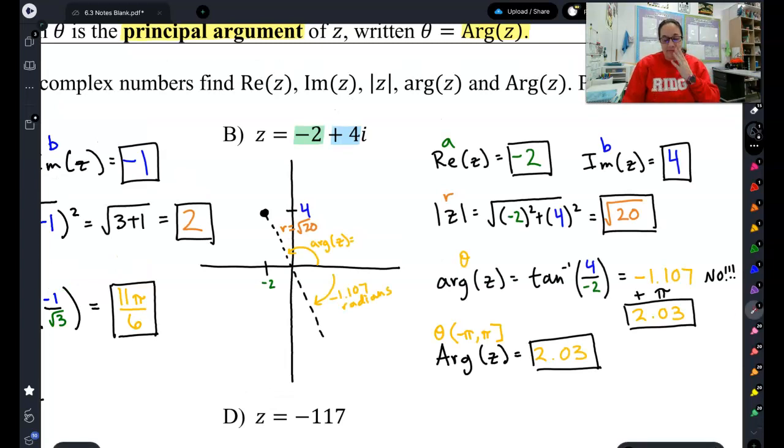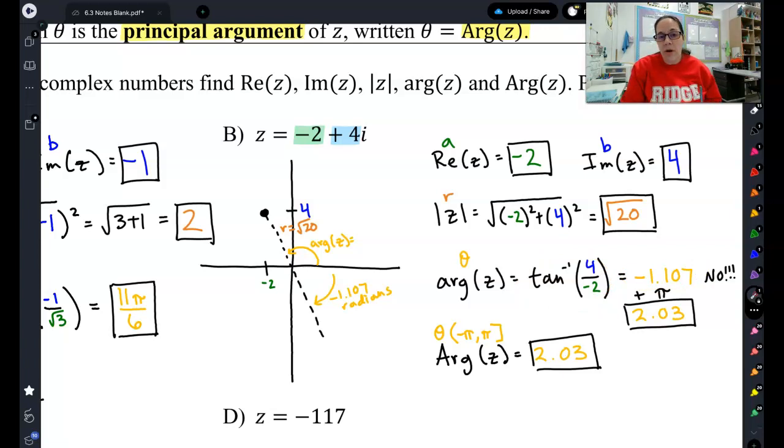Let's check your work. Our real part is negative 2. Our imaginary part is 4. I graphed that over here at negative 2, 4 to get me this point right there. Then I found r, square root of a squared plus b squared. That gave me square root of 20. I found my argument, arctan of 4 divided by negative 2. This is not a unit circle tangent value, which does mean that this is a calculator problem. So I typed that into my calculator and I got negative 1.107.